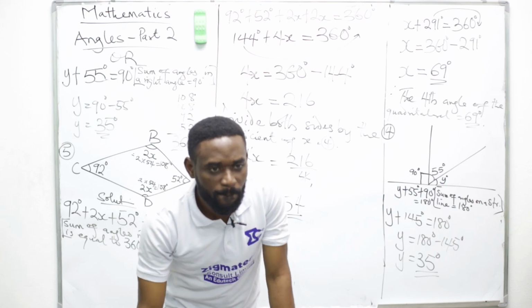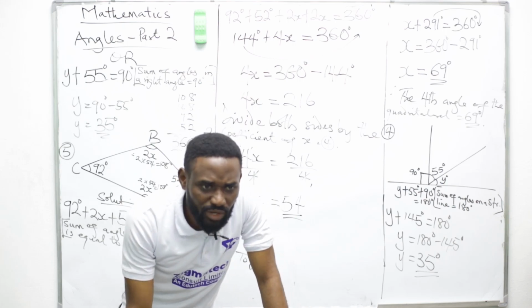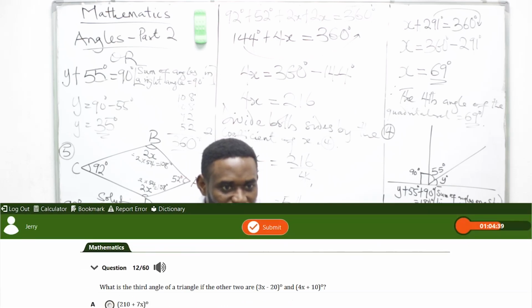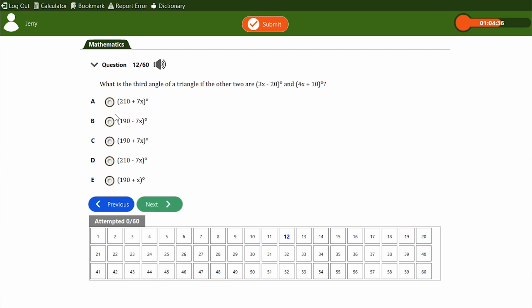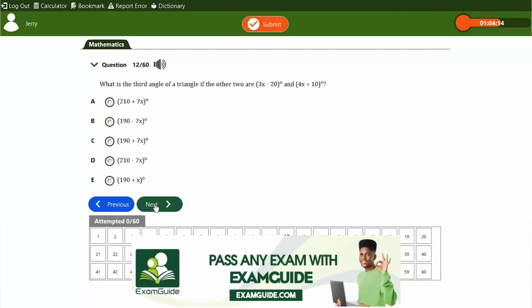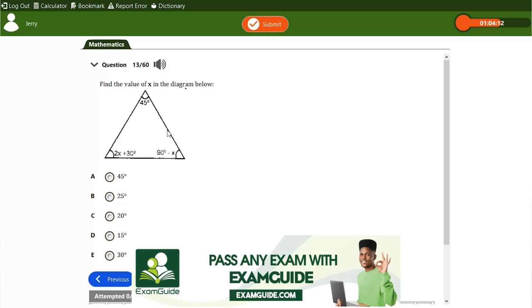I think whatever comes your way now as regards angle theories, you should be able to do. What is the third angle of a triangle if the other two angles are this? Now, the sum of angles in a triangle is 180 degrees. Okay, so you just add this, and you should also get what we are talking about. Let's see if we have.